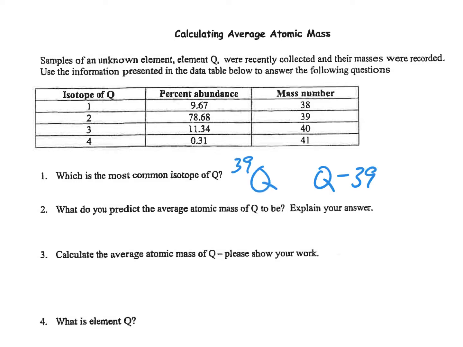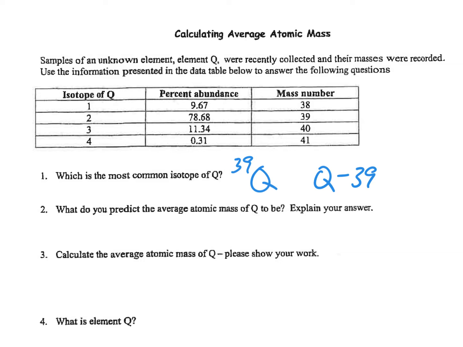There are 2 ways of writing the symbol for this isotope. I could make a superscript of 39 in the top left corner of the symbol Q, or I could say Q with a dash and 39. This is probably going to be the most useful way to write the symbol for an isotope, though. I would call this the isotopic symbol for Q-39.